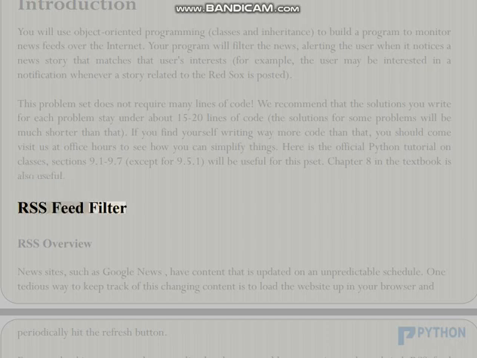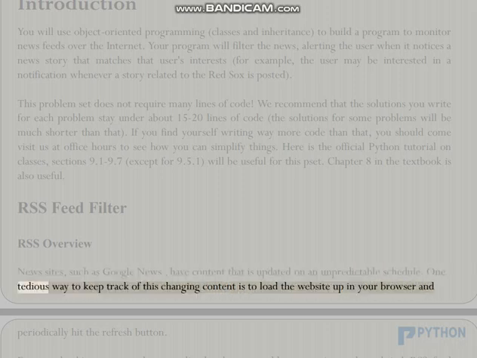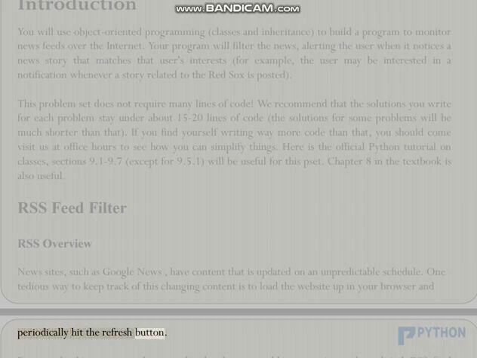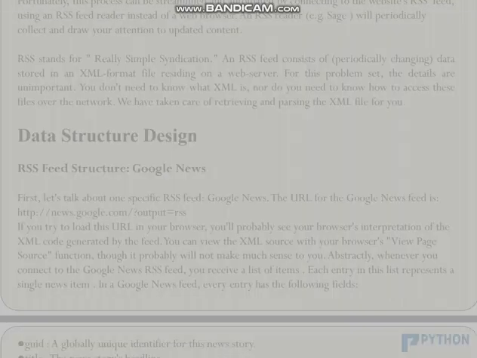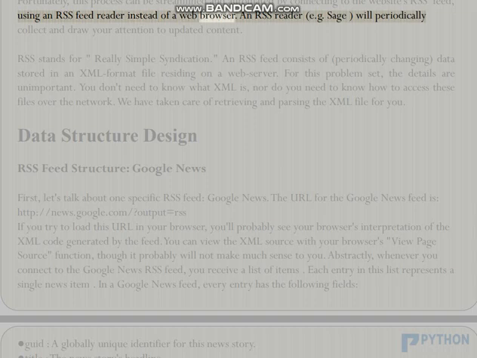RSS feed filter. RSS overview. News sites, such as Google News, have content that is updated on an unpredictable schedule. One tedious way to keep track of this changing content is to load the website up in your browser and periodically hit the refresh button. Fortunately, this process can be streamlined and automated by connecting to the website's RSS feed, using an RSS feed reader instead of a web browser.